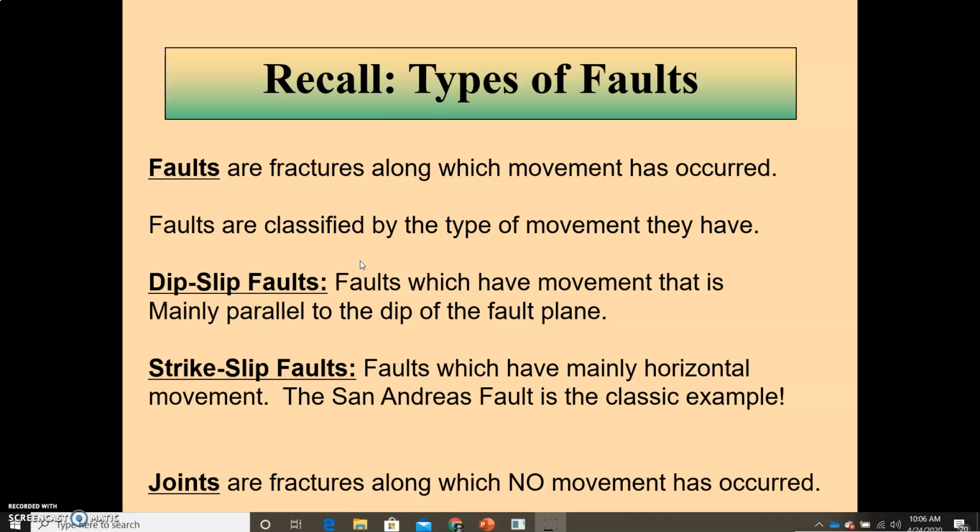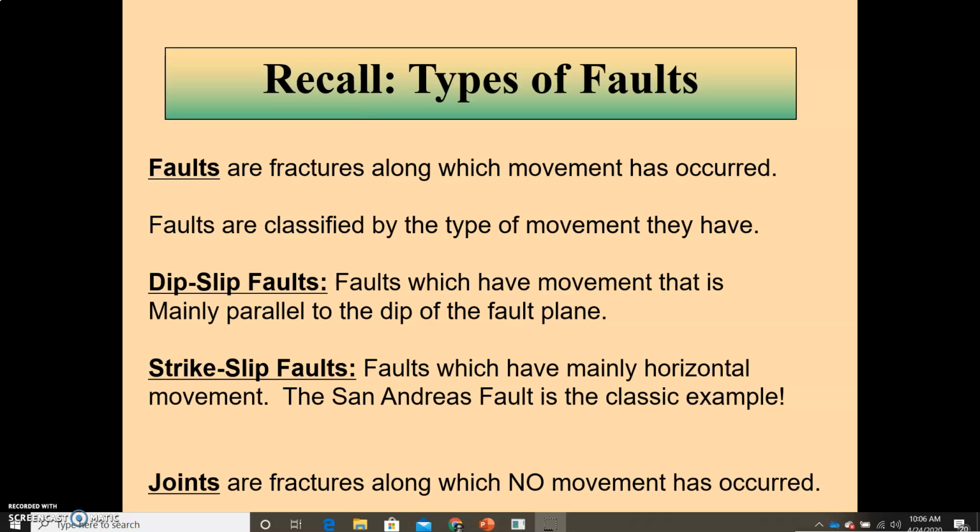So I want to recall, I talked maybe briefly about this in the past about different types of faults. Basically, what is a fault? Essentially, they are fractures along which movement has occurred. So faults are classified by the type of movement they have. There's two types. There's a dip slip, which is basically faults which have movement that is mainly parallel to the dip of the fault plane. And then there's strike slip faults, and these are faults which have mainly horizontal movement. In the example, this would be the famous San Andreas fault system in California.